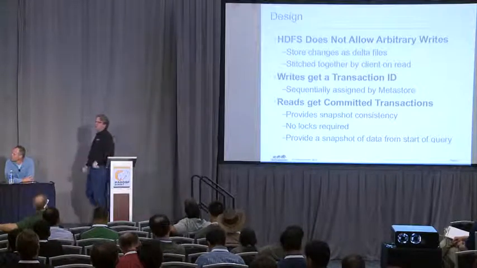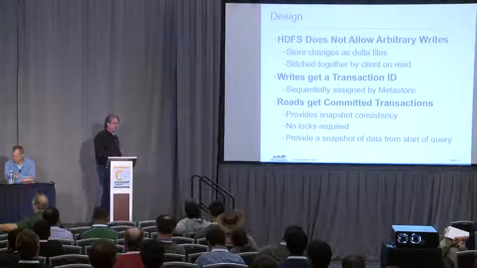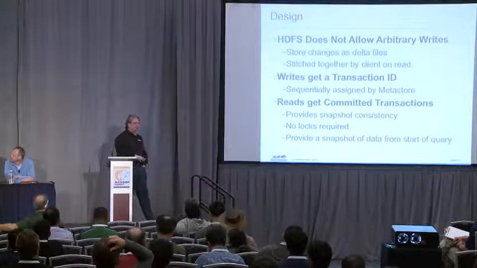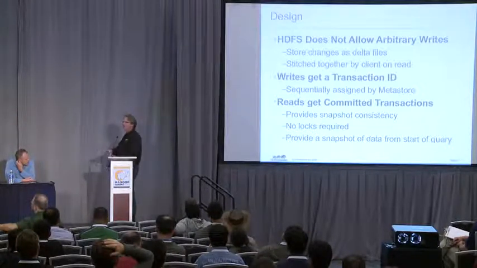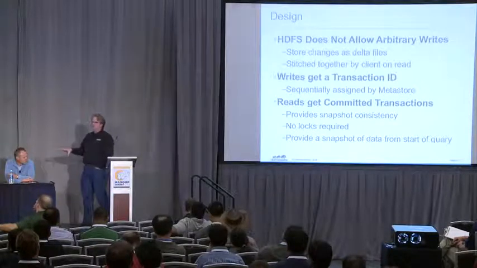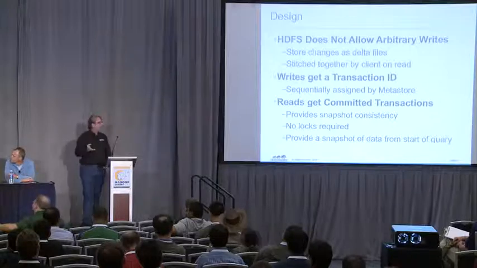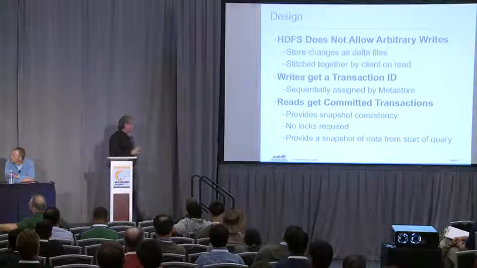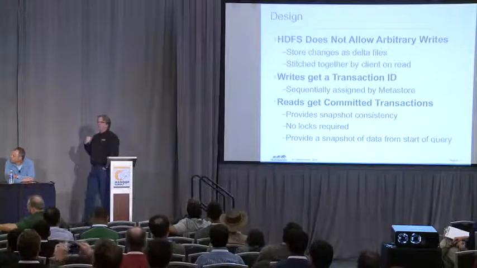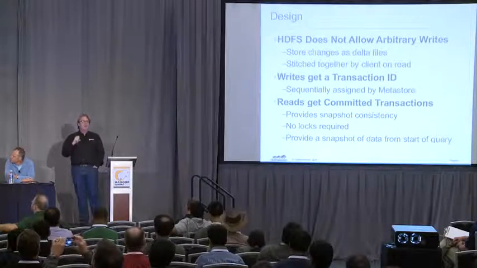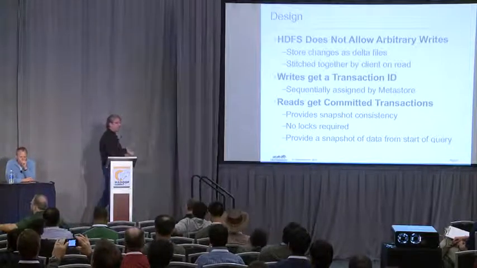Each write operation, if you do an update or an insert or a delete, gets a transaction ID, and all the changes will be associated with that transaction ID. And if that transaction ID commits, then you'll read those data. If it doesn't commit, you'll just ignore them. Reads, on the other hand, get the list of committed transaction IDs, and that's all the data they'll see, regardless of how many jobs they run.